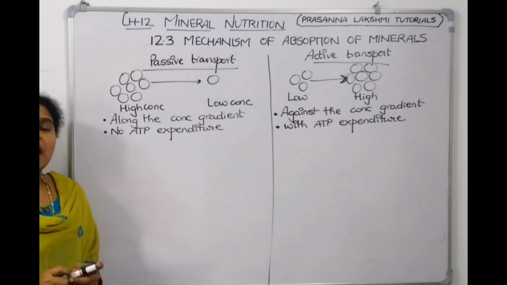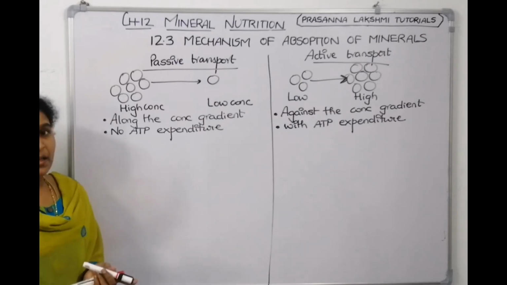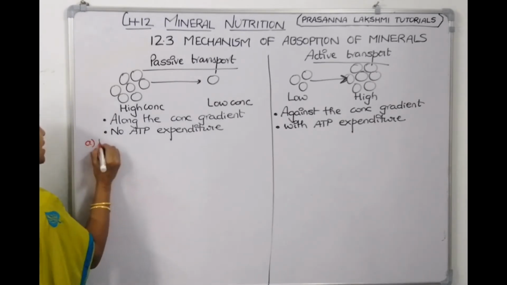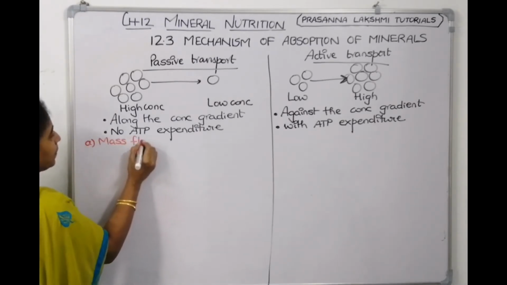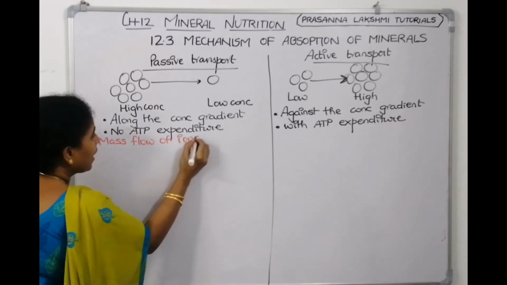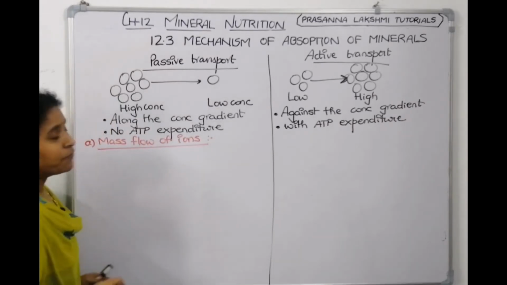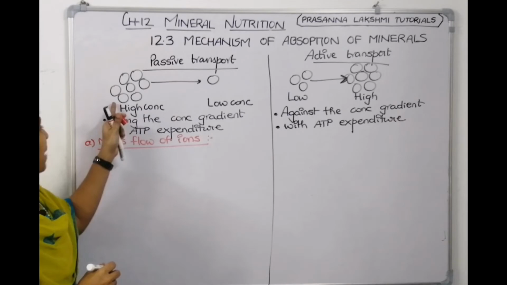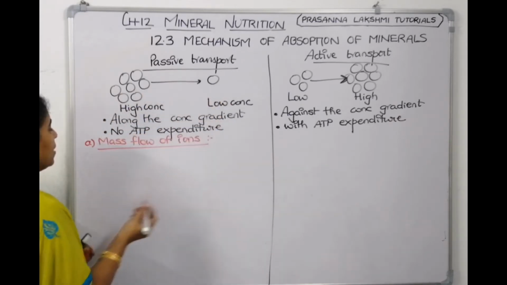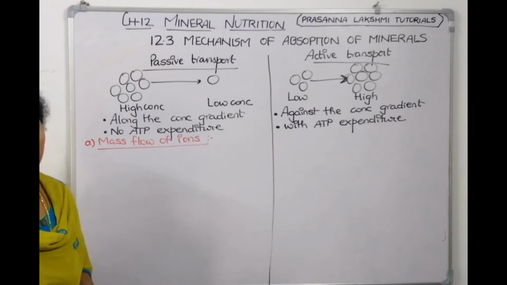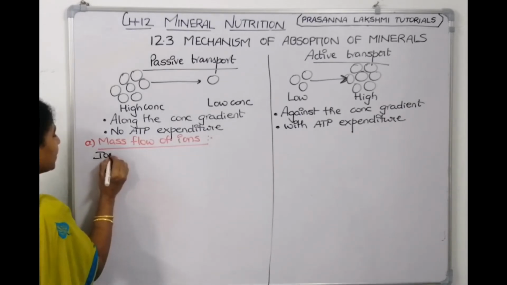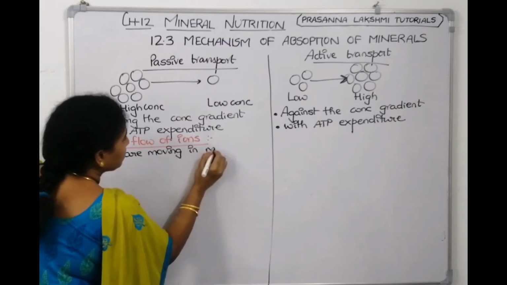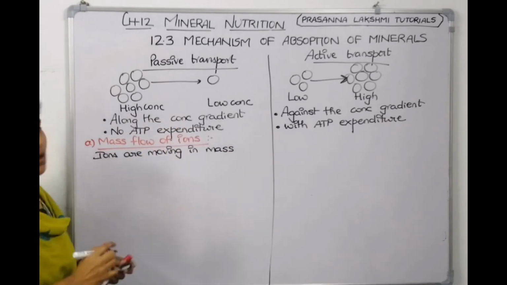Now, if we have to see how many types of passive transport there are, there are 3 types. One type of passive transport is called mass flow of ions. In mass flow, particles are moving in mass across a membrane. Ions are moving in mass from high to low; that is called mass flow.